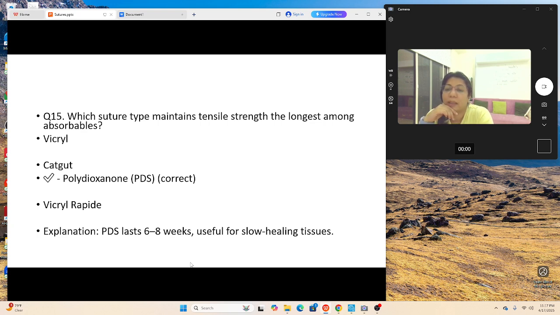Which suture type maintains tensile strength the longest among the absorbables? Theory question, academic question, the answer is polydioxanone, which is PDS. It lasts 6 to 8 weeks. Wow. Useful for slow healing tissues. So it's an absorbable variety which is lasting for 6 to 8 weeks. That's a really, really long time. Now sometimes when there are visceral organ surgeries, intestinal surgeries, you want something to last for long, but you don't want to again invade the sites to cut off the suture, then PDS is a good suture, right?